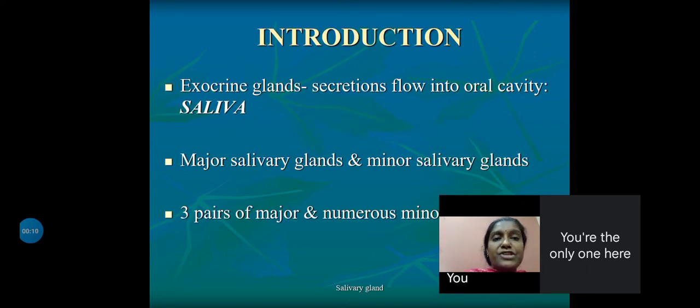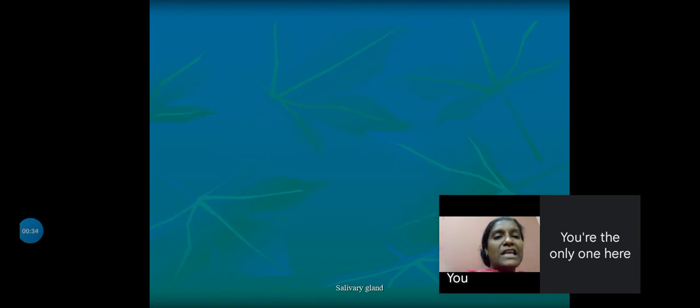In the introduction part, first of all, a salivary gland is an exocrine gland which secretes its secretions, called saliva, which is present in the oral cavity. These salivary glands are classified as major salivary glands and minor salivary glands. Among the salivary glands, you get three pairs of major salivary glands and numerous minor salivary glands.